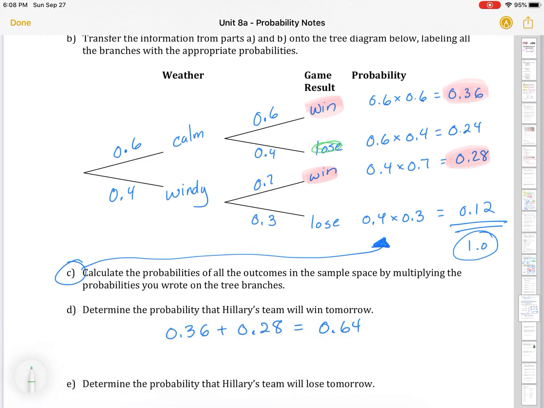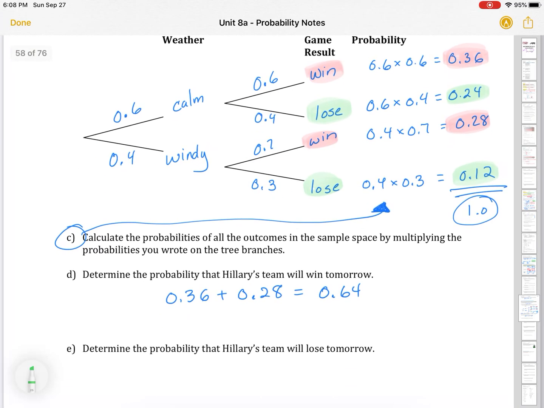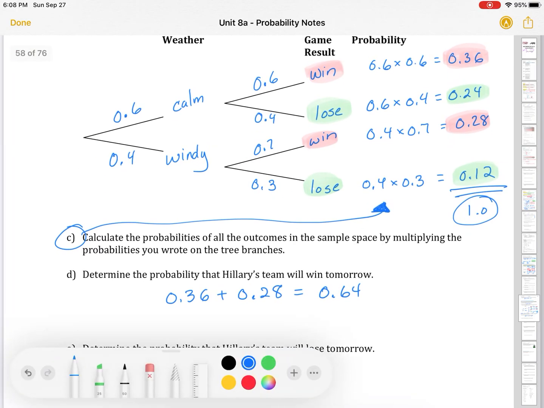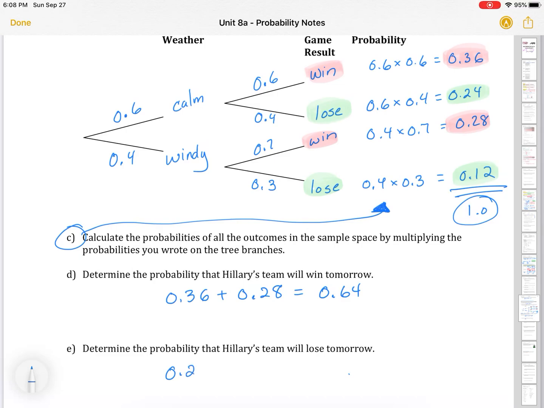Determine the probability that they'll lose. Well, they lose there, so that's 0.24, and they lose here, which is 0.12. So we're going to add those together. So we'll have 0.24 plus 0.12, which adds up to 0.36. Now, or you could have just, those two add up to 1.0, right? So you could just subtract 0.64 from 1 to get that answer, because it's always going to be the complement.